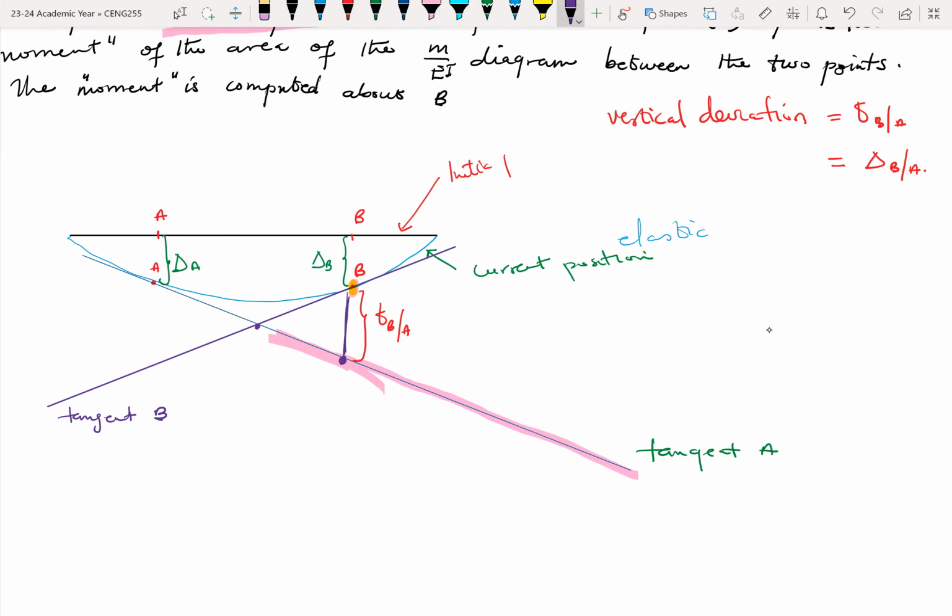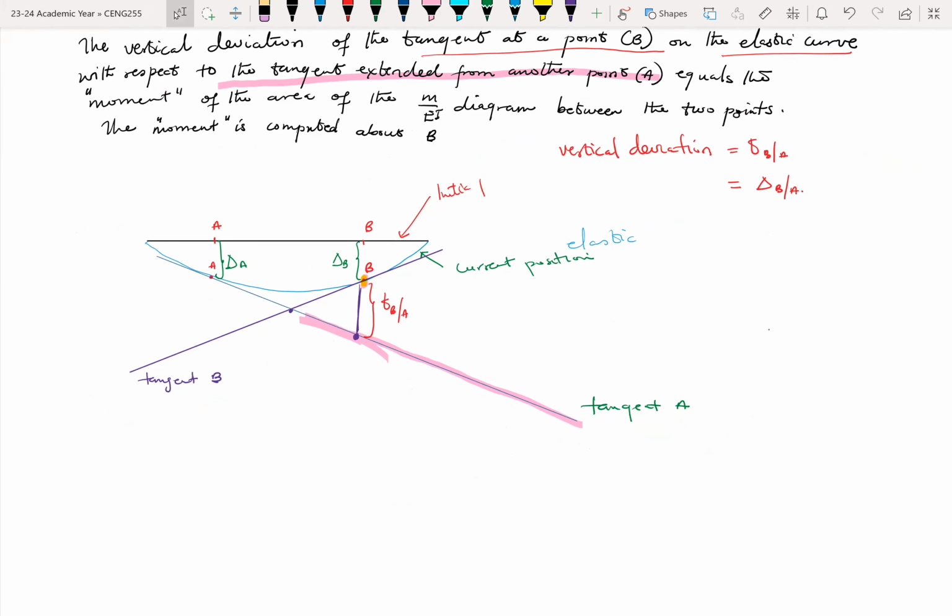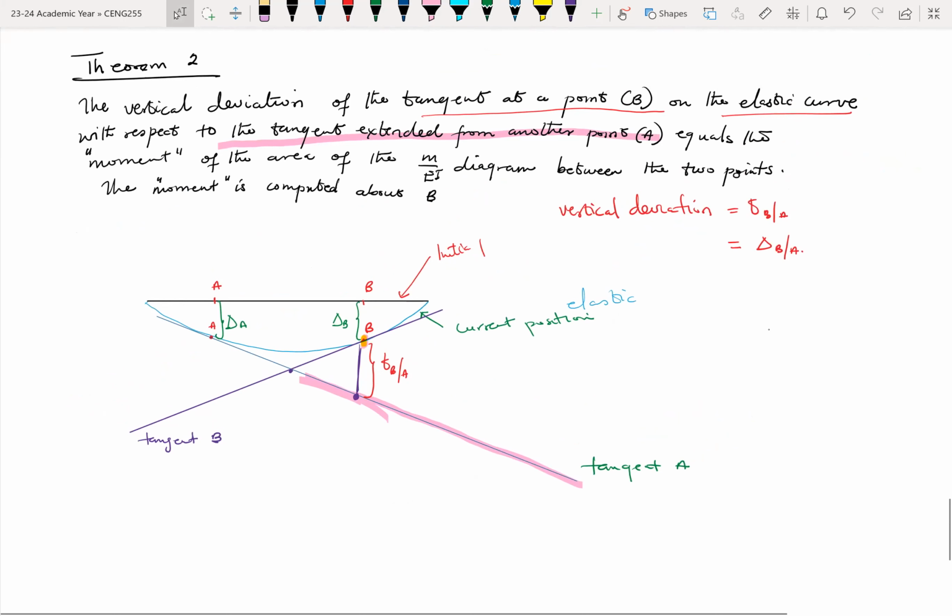So this height here, the vertical deviation, becomes the second theorem. From the theorem we are saying that this vertical deviation TBA is equal to the moment of the M over EI diagram, where we understand moment to be force times distance.